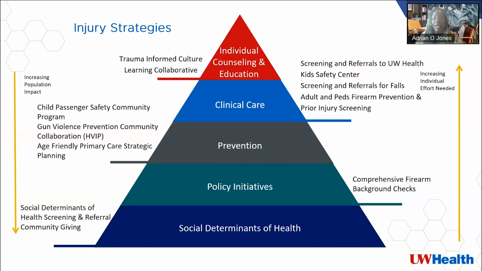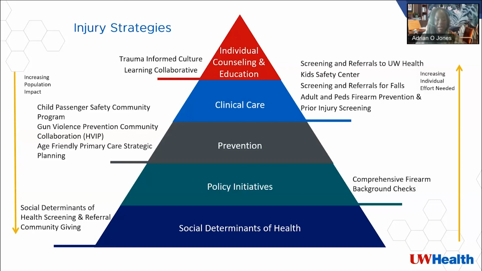And then adult, peds, and firearm prevention and prior injury screening. So here we're looking at how we identify those who are most at risk of firearm injury and thinking about those who have a history of it as well. And then child passenger safety community programming, looking at how we can meet folks in the community where they're at, making sure that they have access to car seat checks and support with car seat installation. That includes working with community partners and potentially looking at those who would like to become trained to actually facilitate that.